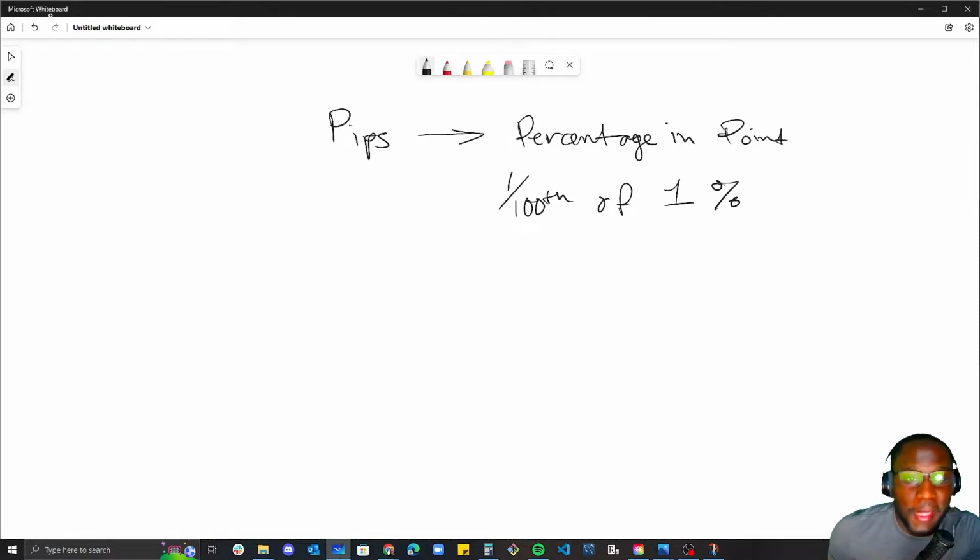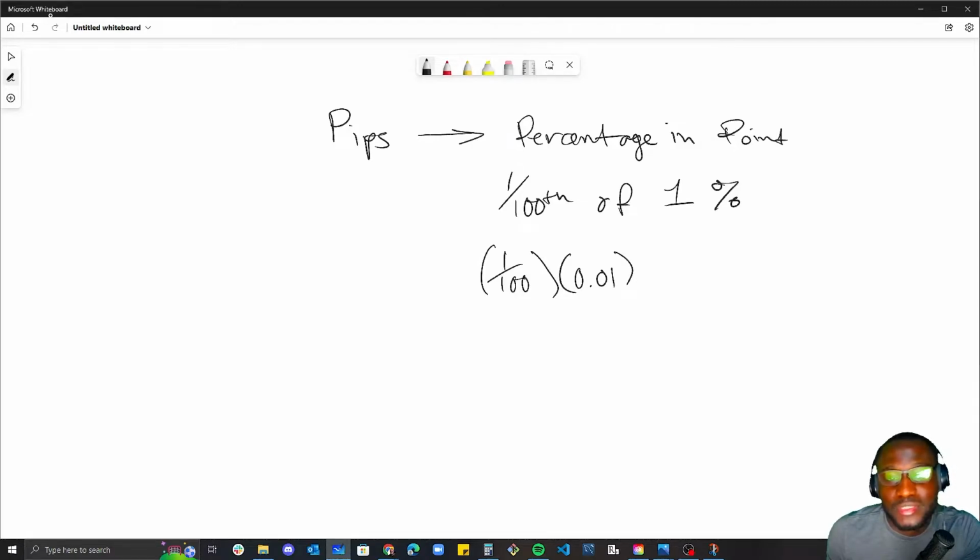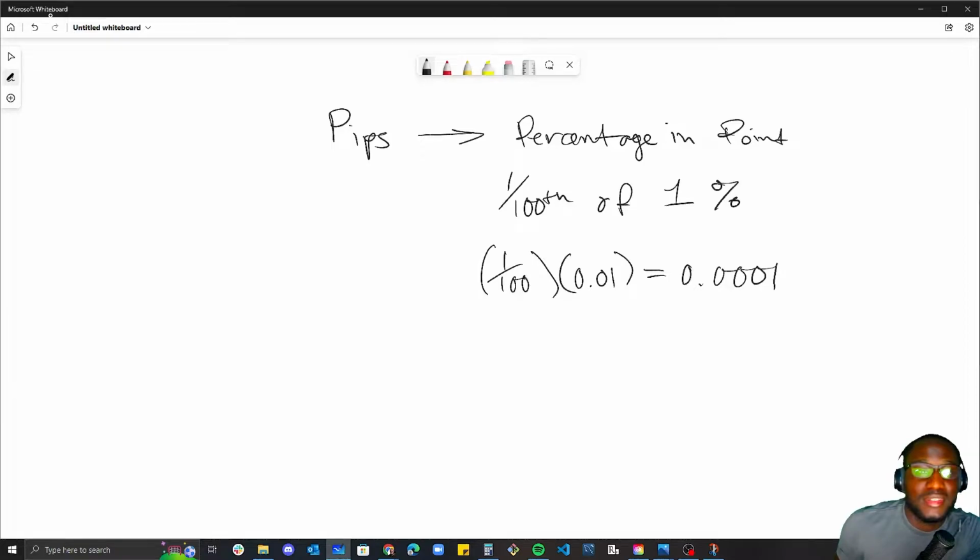Now, this is basically saying take 1, divide that by 100, and times that by 0.1%. That gives 0.01%, and that is equal to 0.0001. That's what that equates to. So 1 pip is formatted like this.